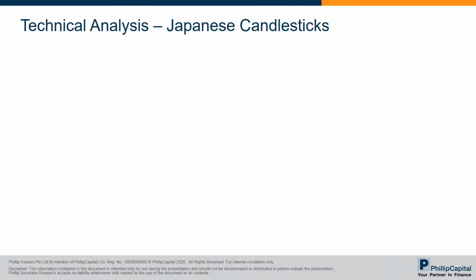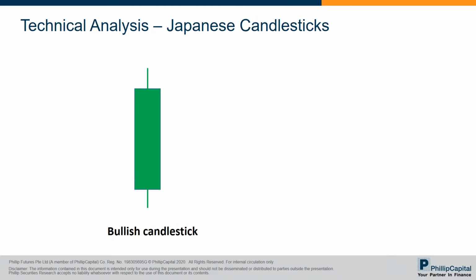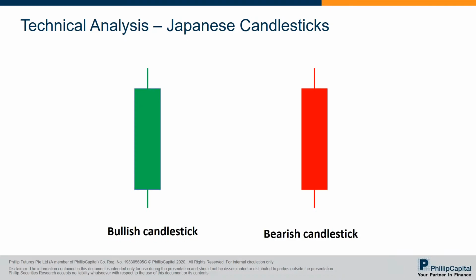Candlesticks are also known as Japanese candlesticks, because I think they were invented by a Japanese, which is how they got their name. There are two types: a bullish candlestick and a bearish candlestick. As the color or the name suggests, a bullish candlestick, which is green, means that price actually increased, that's why it's bullish. On the other hand, a bearish candlestick is red, which means it fell in value.